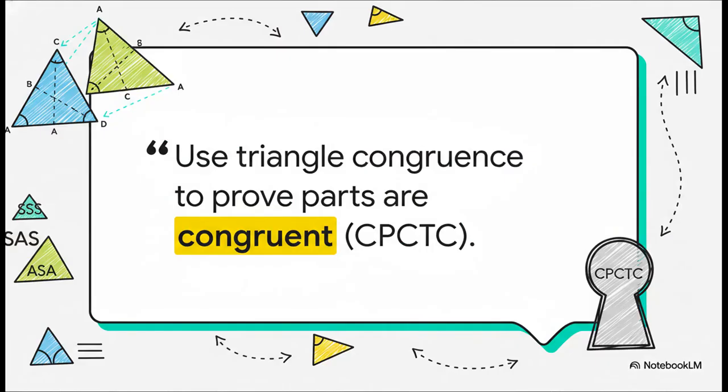So, why do we even care so much about proving triangles are congruent? Well, it all comes down to this one pro tip, CPCTC. It stands for corresponding parts of congruent triangles are congruent. Basically, once you've used one of our 4 tools to prove the triangles are identical, you can then claim that any of their other matching parts, sides, or angles are also congruent. This is the master key that unlocks the final step in so many geometry proofs.